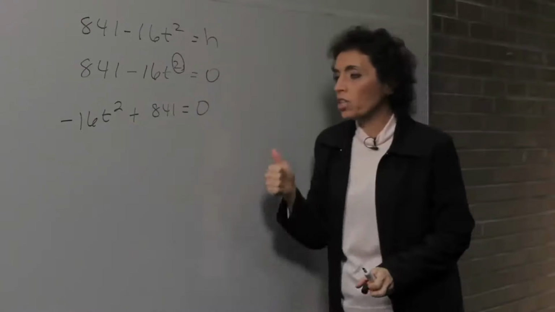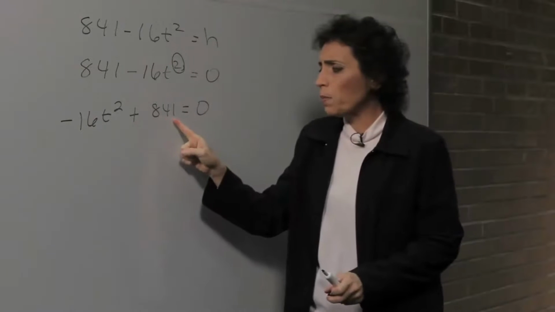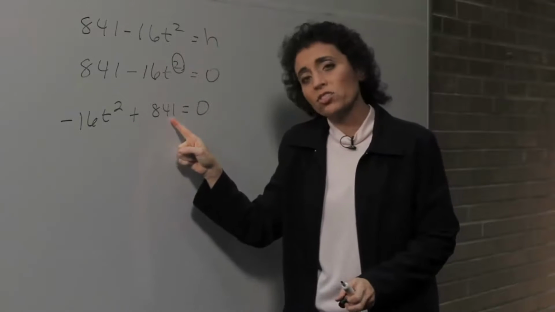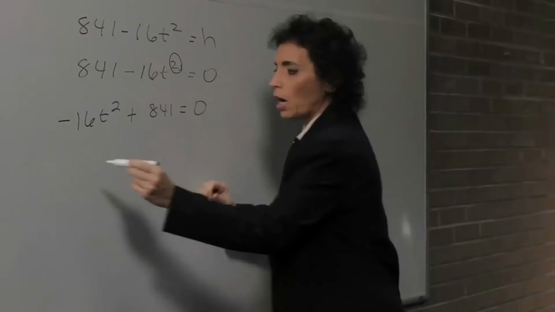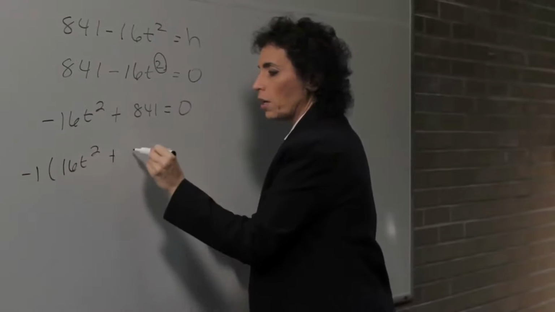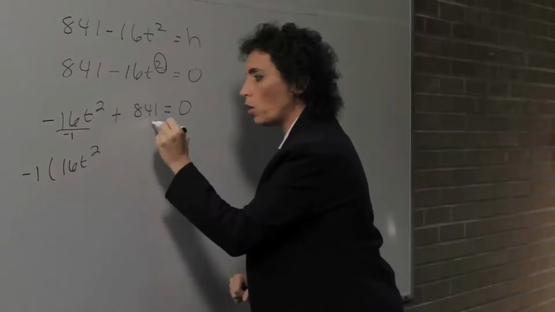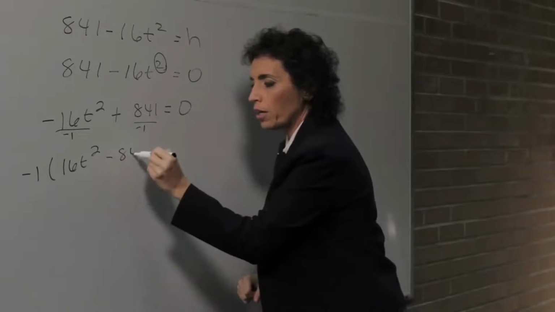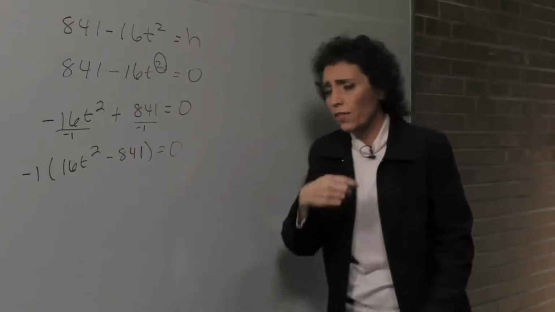Okay, so I'm going to factor this, and I'm going to factor out that negative. Step 1 is to take out a GCF. 841 is not divisible by 4, and it's not divisible by 16. I tried it on my calculator, and I get a decimal number. So I'm going to factor out a negative 1 because I just don't like that negative. When I factor out a negative 1, that means I'm dividing by negative 1, so all these signs are going to change. Minus 841 equals 0.